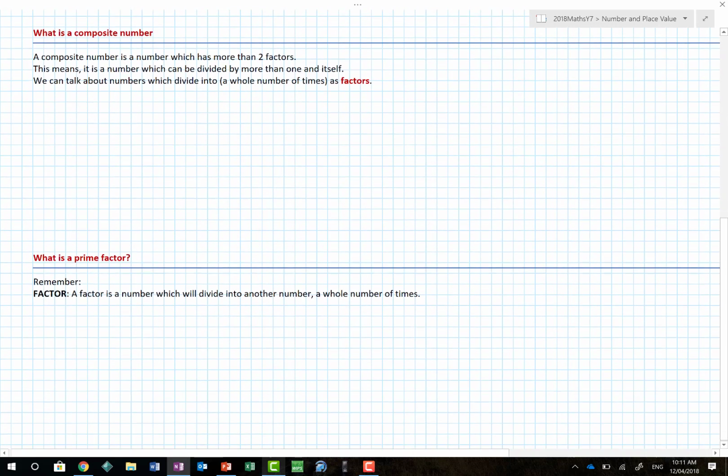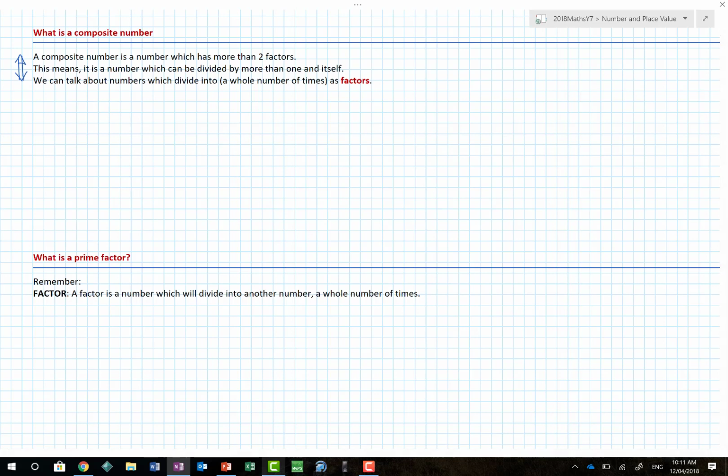So what is a composite number? Well, a composite number is a number that actually has more than 2 factors. So generally speaking, all numbers except 1 and 2 and all the prime numbers will be composite.